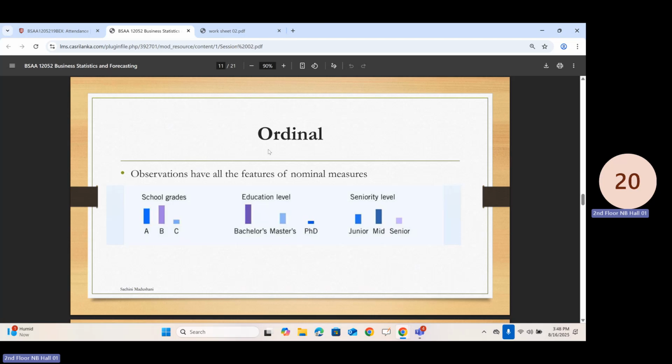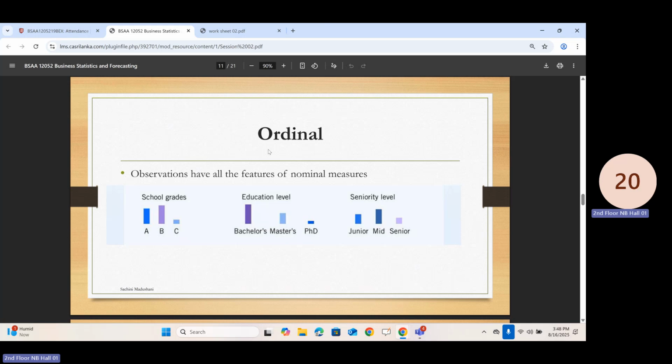An ordinal scale variable has all the characteristics of the nominal scale variable. Understood? It means with an ordinal scale variable we can label, we can get the count of each category, and we can apply equality and inequality. These three features are included in the ordinal scale variable. Other than that, ordinal scale variables can be arranged in order. The name is ordinal. Ordinal scale variables can be ordered.